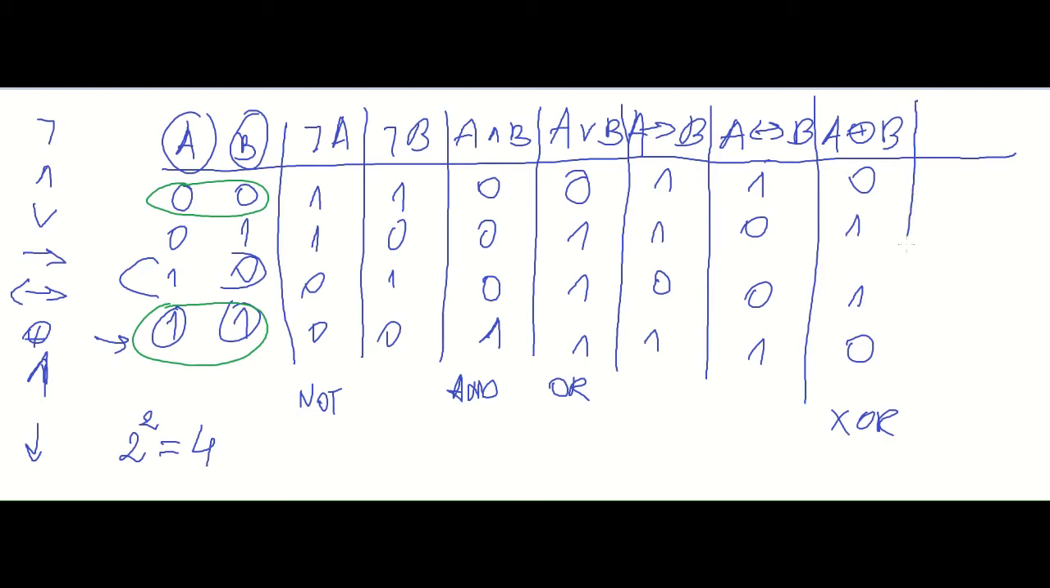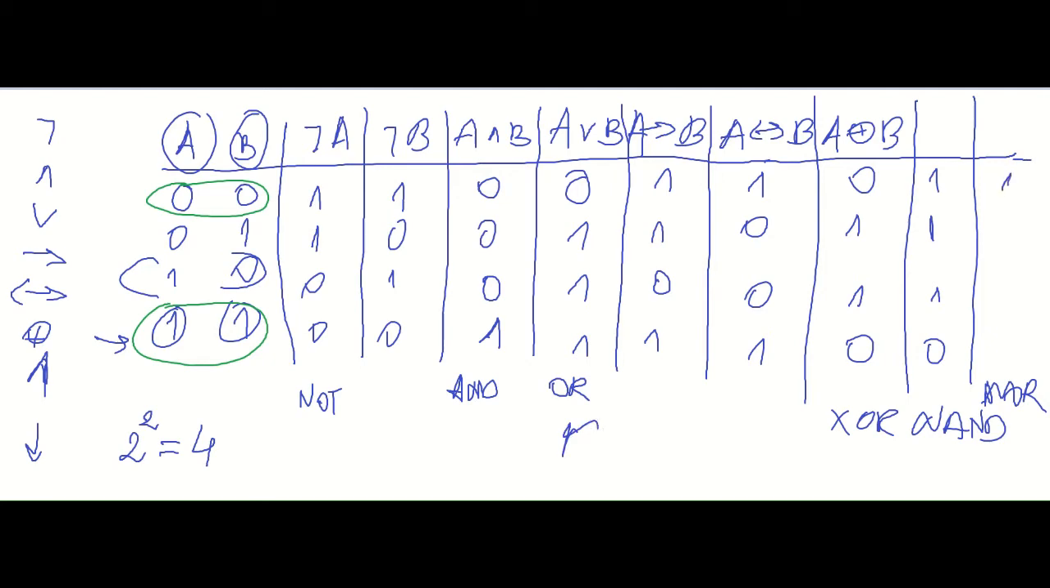And the rest is for negated AND and negated OR. NAND is actually an inverted conjunction. So we get 0 here, ones here. And NOR, negated disjunction, we get values inverted in this column. We get 1, 0, 0, 0.